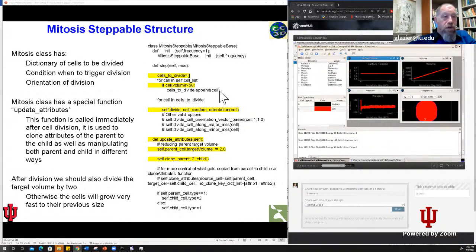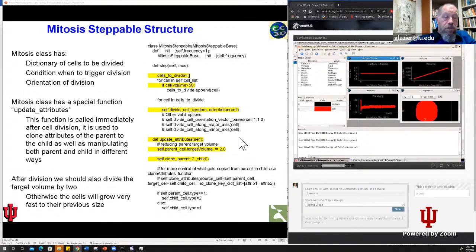Then once we've gone through all the cells, we go through the list of cells to divide, and we make them divide. Here we have self.divide cell, random orientation of cell. And we'll see that we could have the cells divide in a specific direction along their major axis or their minor axis.